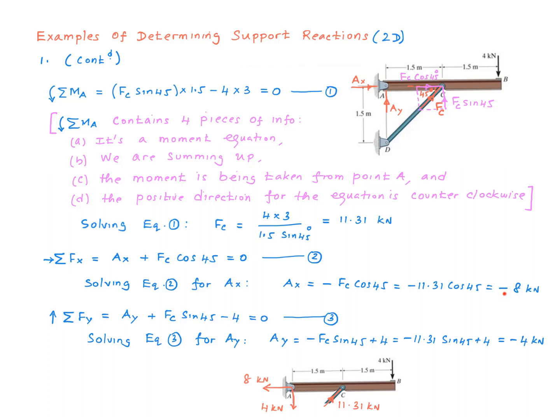But we got a negative sign for both AX and AY. So therefore the directions are reversed from what we assumed. Alright, so 8 kilonewton is acting this way, so that is our AX, and the AY is actually going down. The magnitude is 4 kilonewton. So you can see we don't need to know the directions initially. We assume whatever we think is the most convenient way to do it, and then after you solve the problem, the numbers will tell us whether our initial guess for the directions is correct or not. And that's it. We are done with this problem.